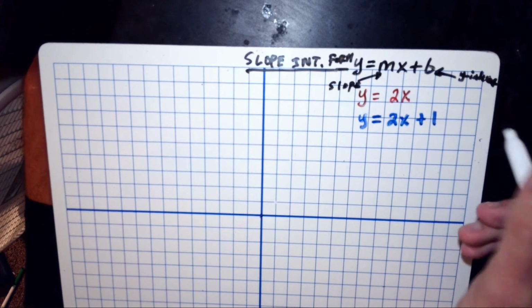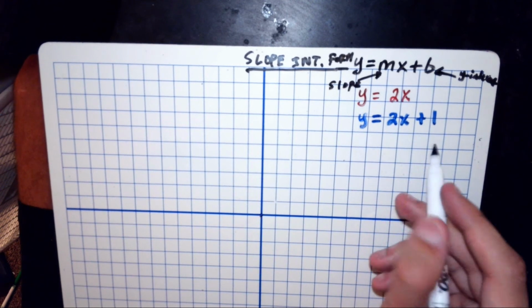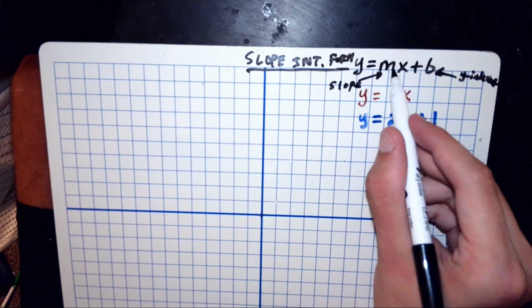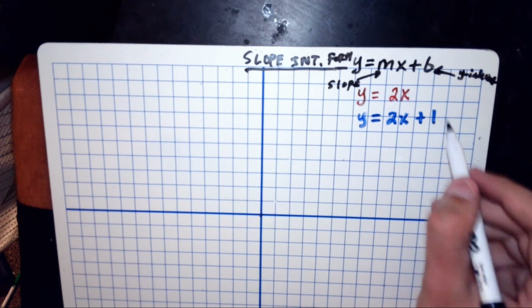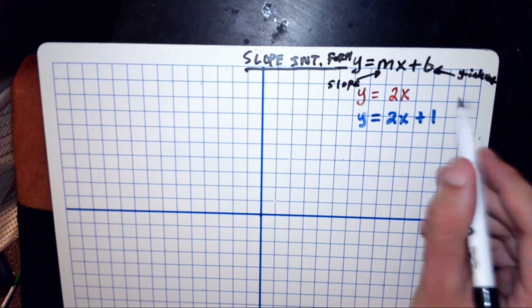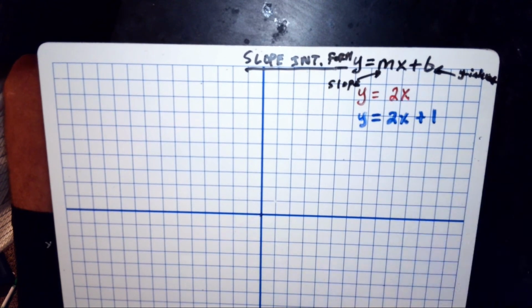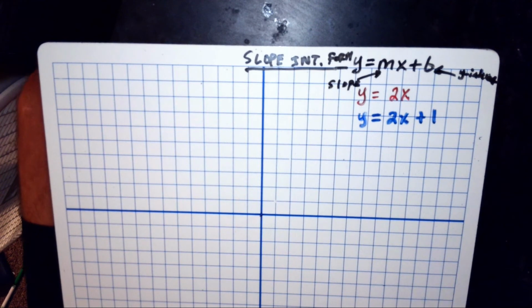So just as an example, in the blue equation here, m is 2 and b is 1. So that means the y-intercept, what it means is where our line, whatever it looks like, crosses the y-axis.